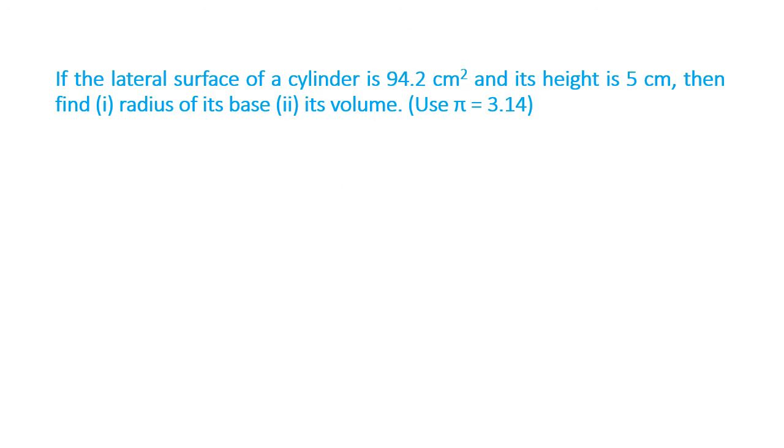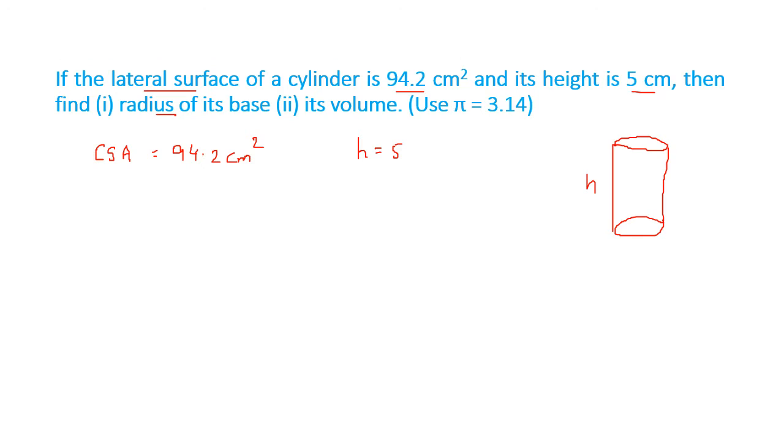Now in the next sum we have the lateral surface area of a cylinder is 94.2 centimeter square and the height is 5. So we have a cylinder whose CSA is given, 94.2 centimeter square, and the height is 5. First we find out the radius.